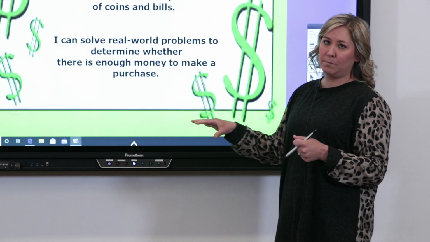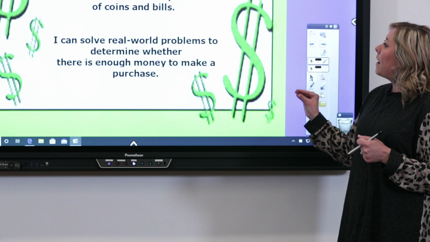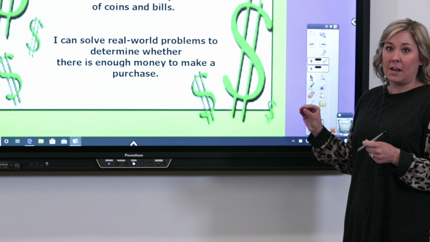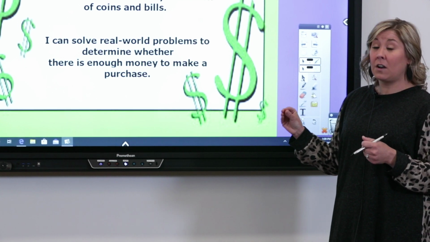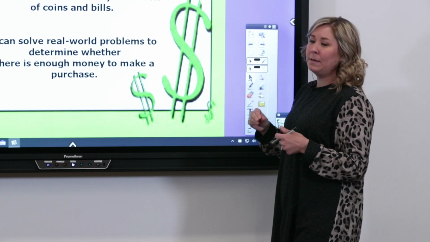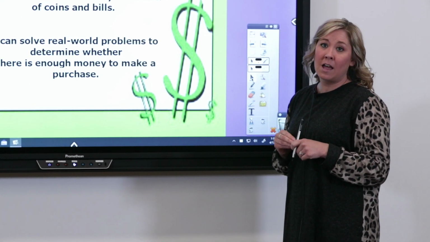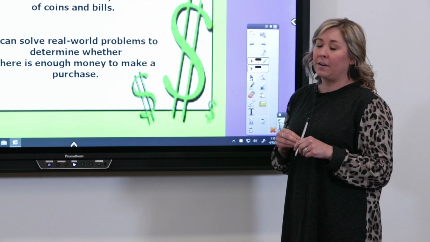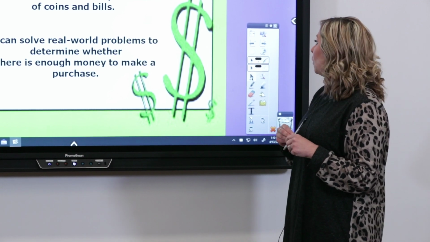You can tell by our objectives that money is something that's very important for us to understand, and we use it all the time, so we have to be able to apply these skills long after we are in school and when we are in the real world.